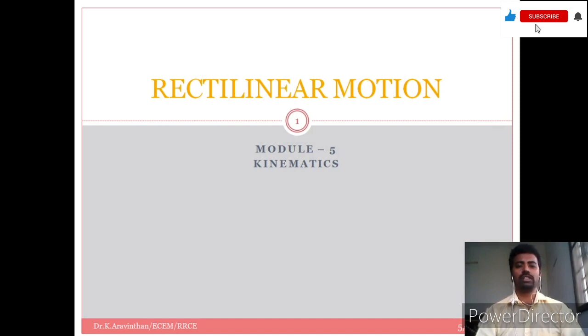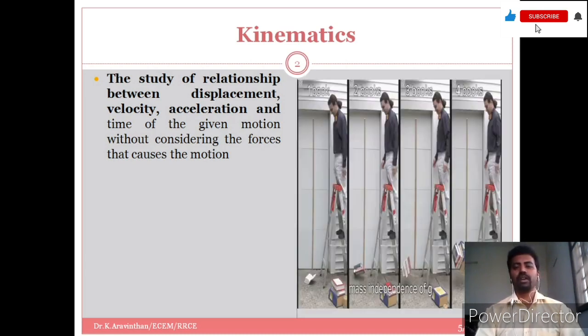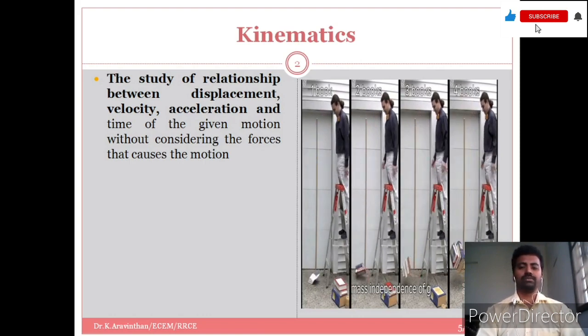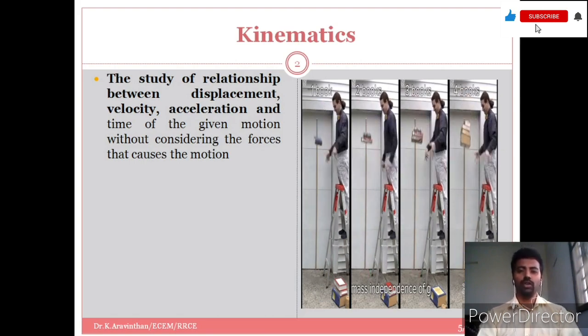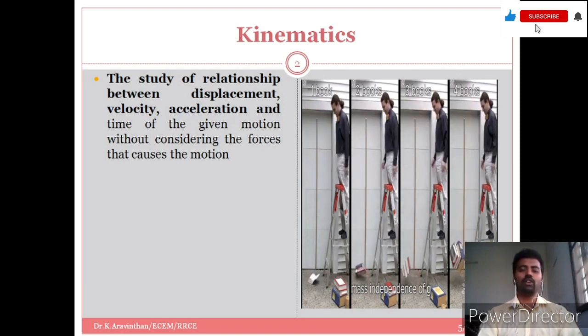So today we will be discussing rectilinear motion. First, let us discuss kinematics. It is the relationship between displacement, velocity and acceleration of a given motion without considering the force. This is what I have indicated earlier. I will give an example for this. You can see that there is a movement of an object. This module fully covers an object under the state of motion.